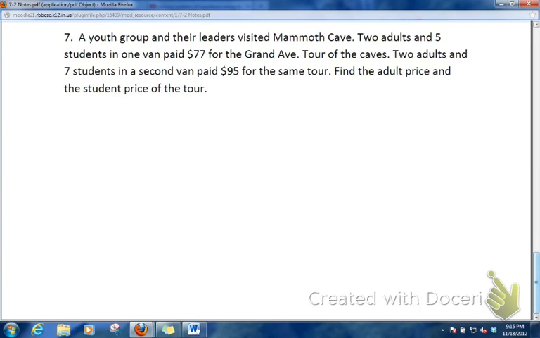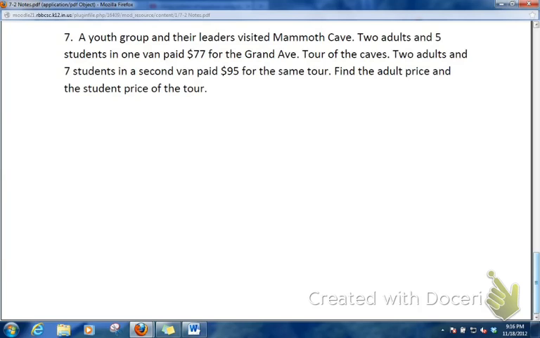A youth group and their leaders visited Mammoth Cave. 2 adults and 5 students in one van paid $77 for the Grand Avenue tour of the caves. 2 adults and 7 students in a second van paid $95 for the same tour. Find the adult price and the student price of the tour.